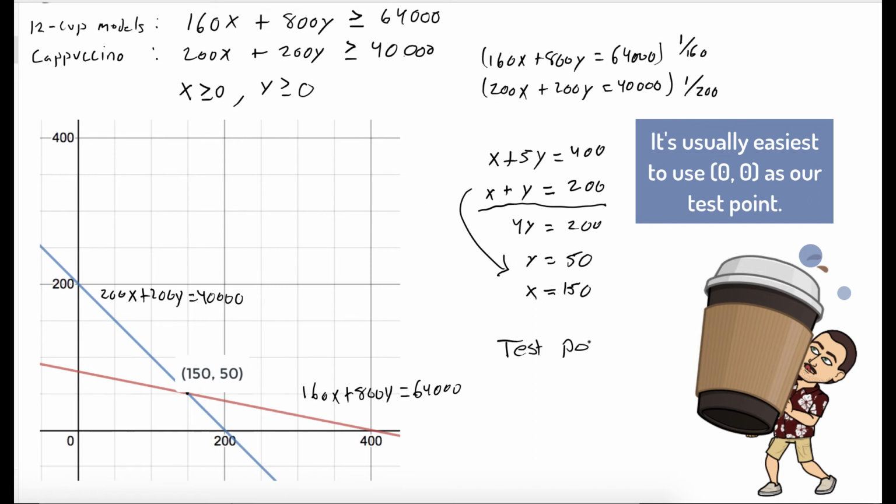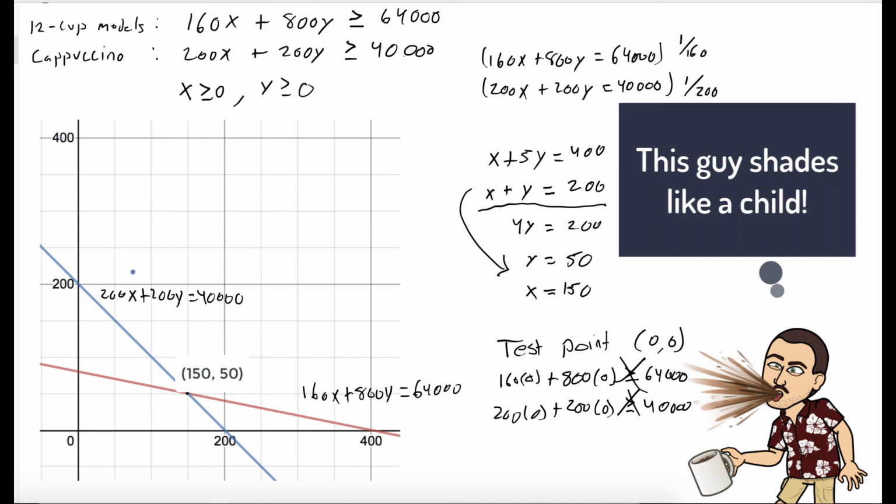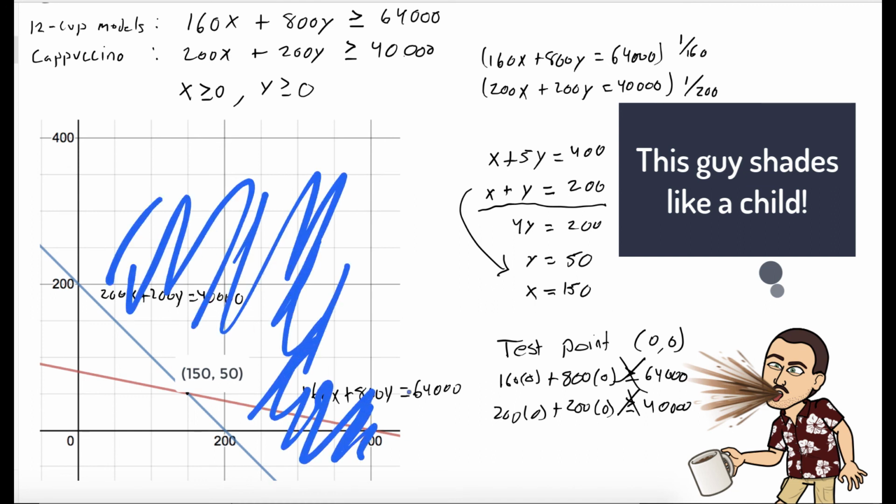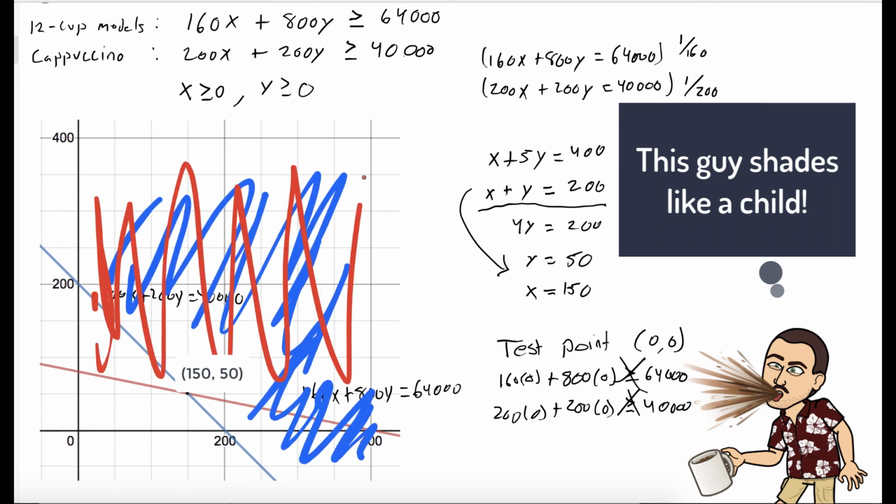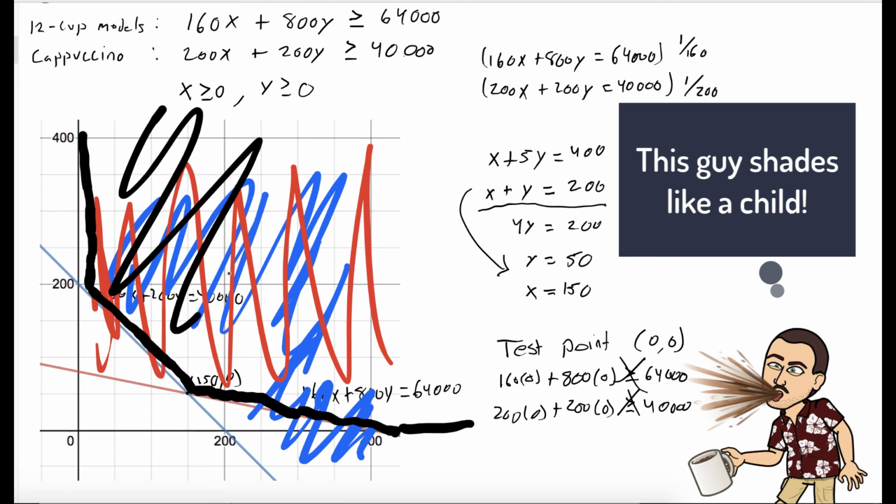Now let's take a test point. We could use the origin because it doesn't lie on either of the lines. When we check with the first inequality, 0 is not greater than or equal to 6,400, so we'll shade to the right or above the red line. And similarly, 0 is not greater than or equal to 40,000, so we'll shade to the right or above the blue line. The region that's shaded both blue and red will be shaded in black. So this is our solution region for the system.